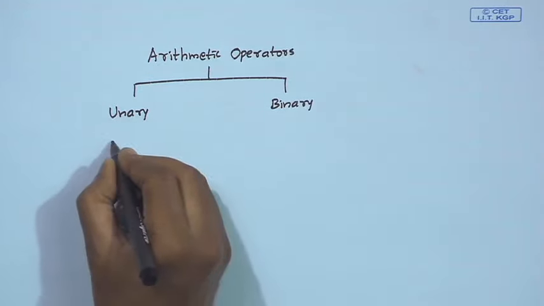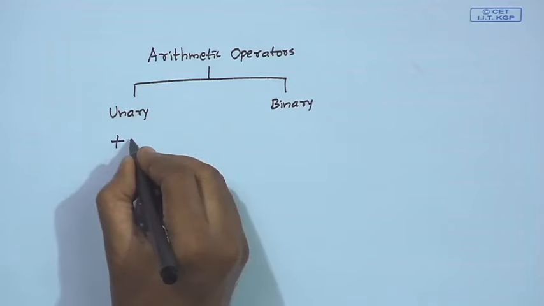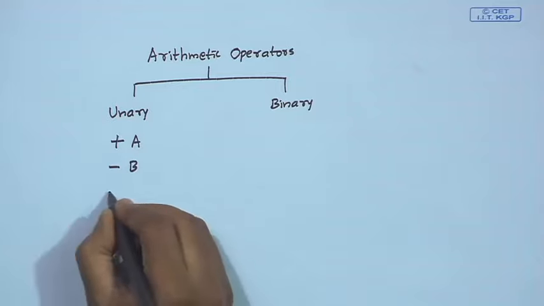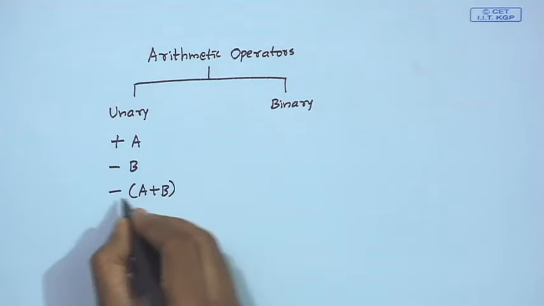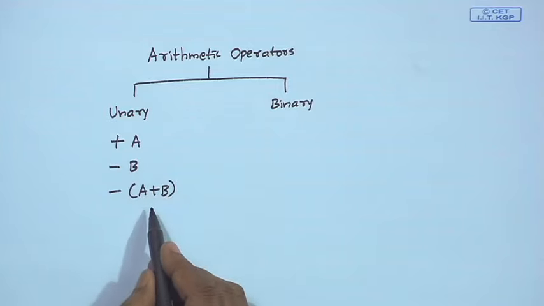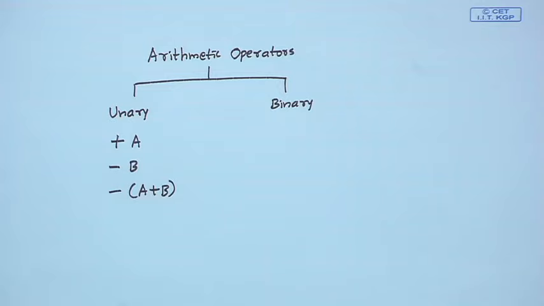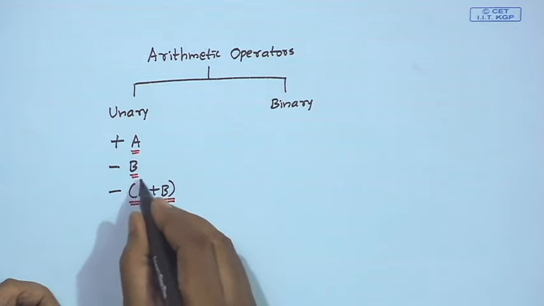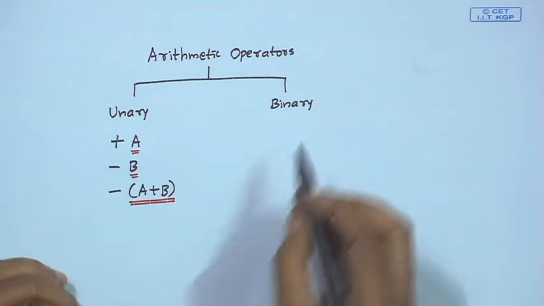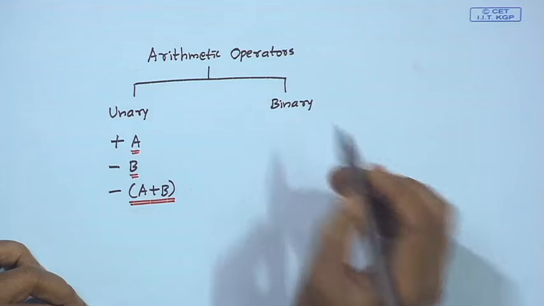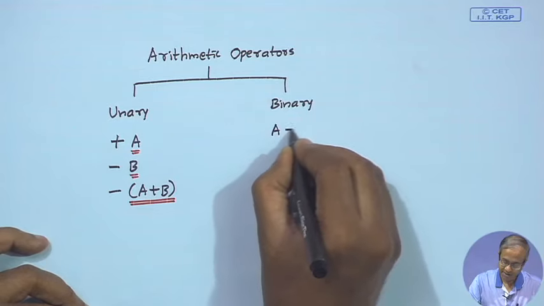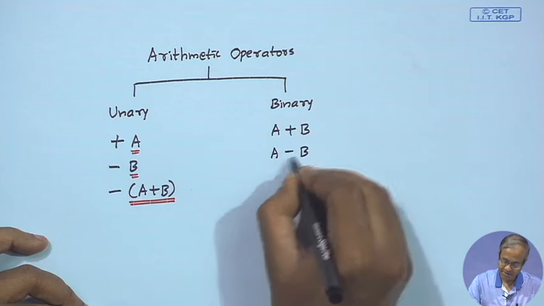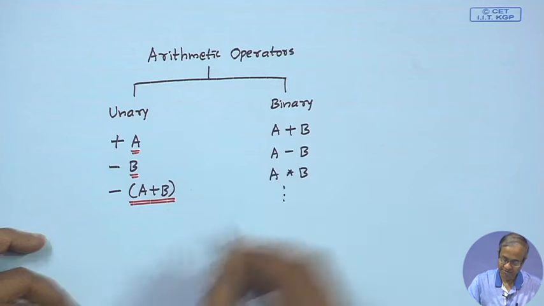Some examples of unary are, you are quite familiar with this kind of notation. We can write plus a or we can write minus b. These are quite valid in an expression. We can write minus within parenthesis, let us say a plus b. So, this minus and this plus are unary operations. They are working on a single data item. In the first case this is a, here this is b, and here this is this whole thing. This minus is operating on this whole thing. In contrast, the binary operators operate on two data items, like a plus b. So, this plus is operating on a and b, a minus b, a multiplied by b, and so on. There are several others. Okay.